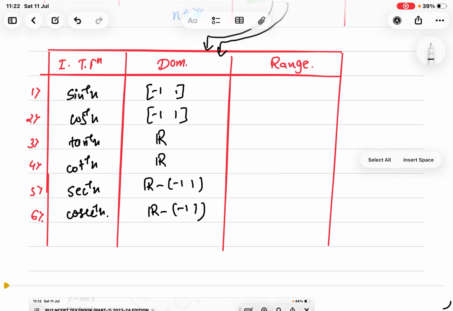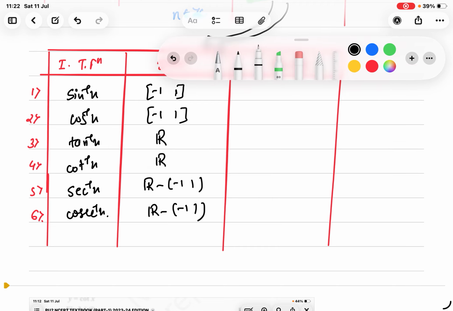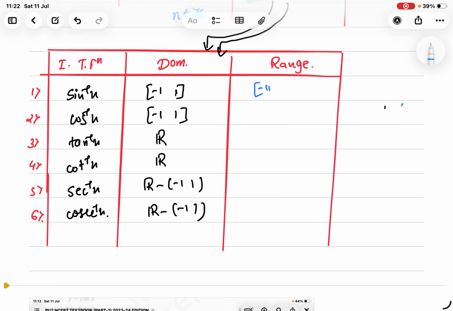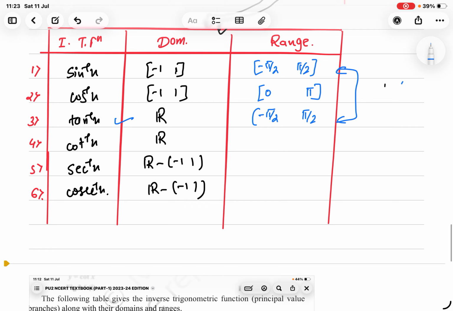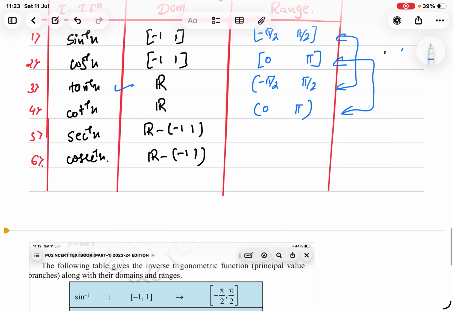And the main thing: for sin inverse x, the domain is minus 1 to 1, and the output is the closed interval minus pi by 2 to pi by 2. For cos inverse it is the closed interval 0 to pi. The same thing for tan inverse, that is the open interval minus pi by 2 to pi by 2. And cot inverse is the same, the open interval 0 to pi. These are the same.